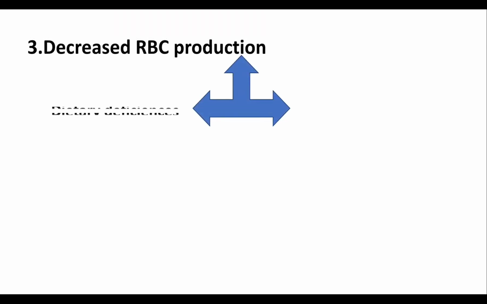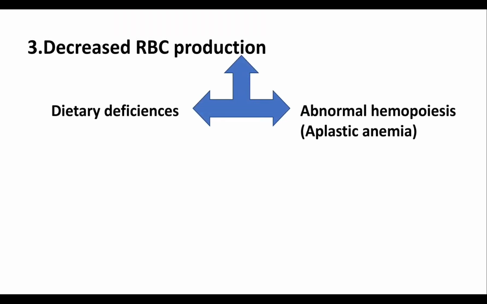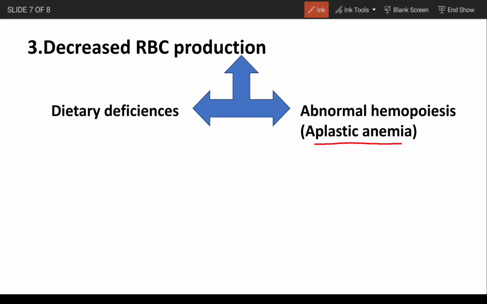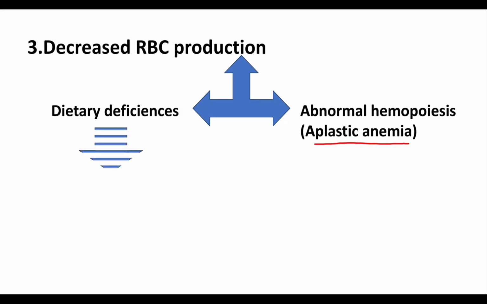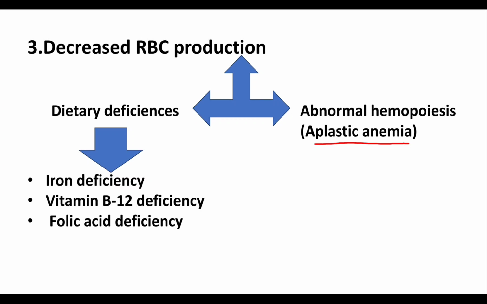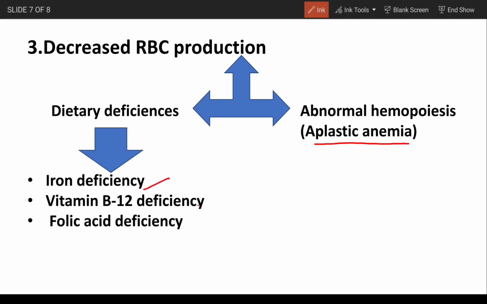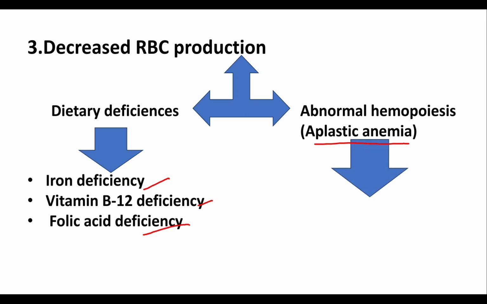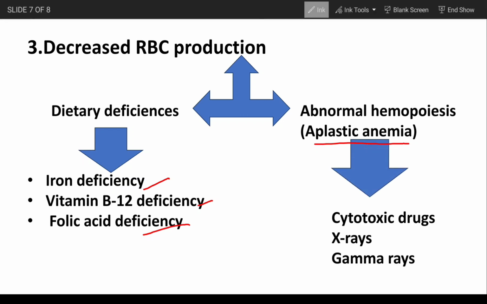And the final etiology is decrease in RBC production. Here it is due to dietary deficiencies and abnormal hemopoiesis, also known as aplastic anemia. The dietary deficiencies mean iron deficiency, vitamin B12 deficiency and folic acid deficiency, whereas aplastic anemia is caused by cytotoxic drugs, X-rays and gamma rays.